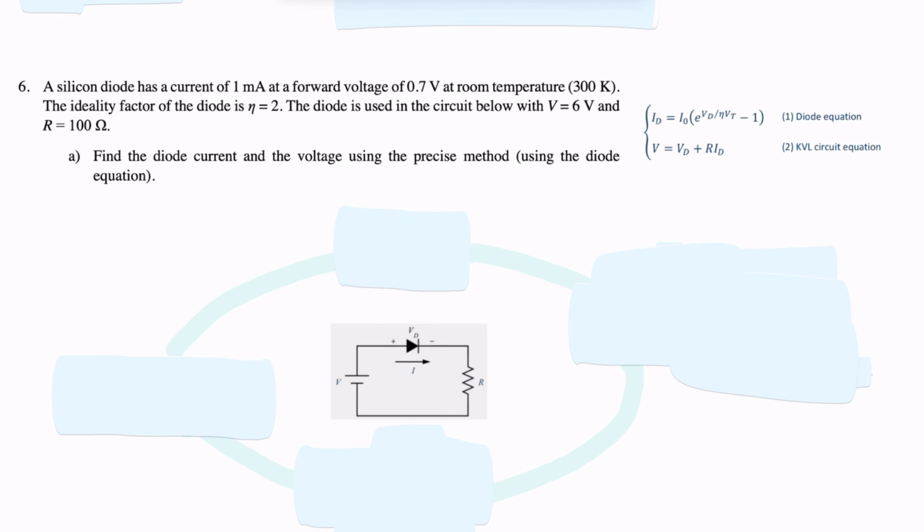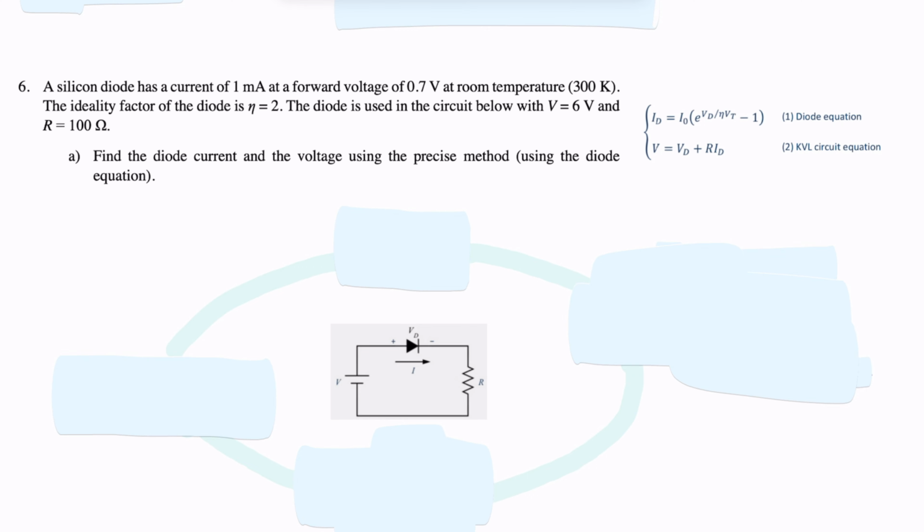Interesting question about a diode that's in forward bias, and we're asked to use the precise method, that means the diode equation, to find both the current passing through the diode and the potential difference across the diode, or the diode voltage, right? So the only way to do this will be iteratively, or let's say a practical way to do this would be iteratively.